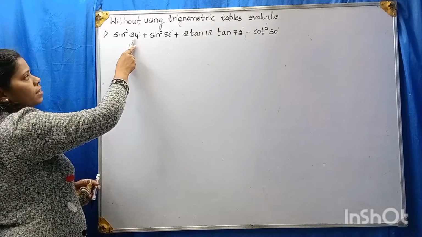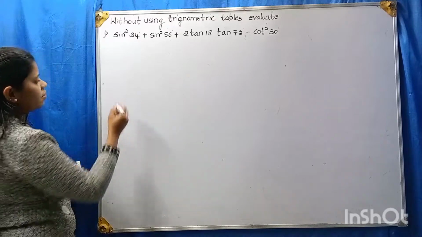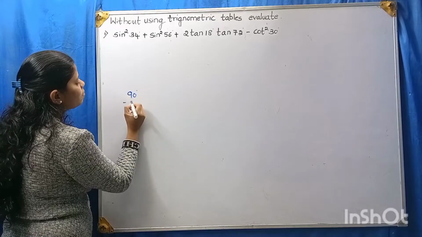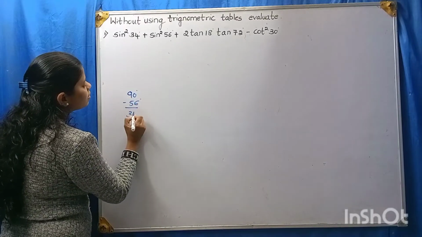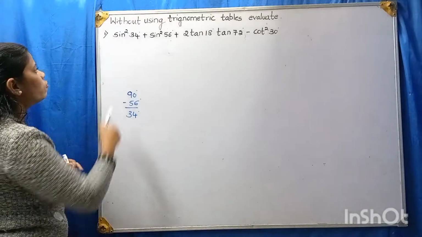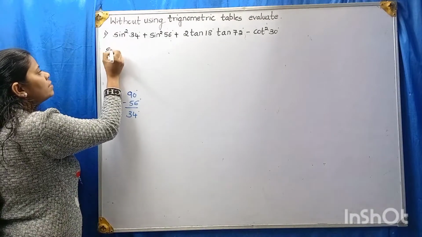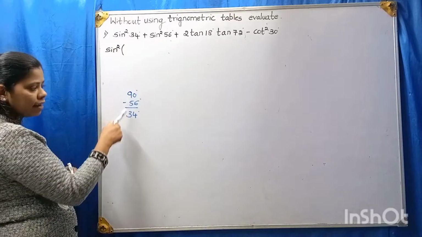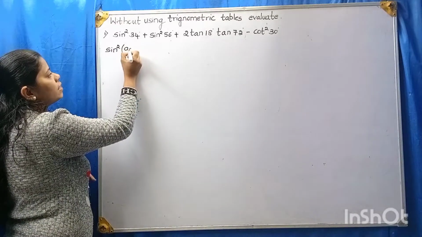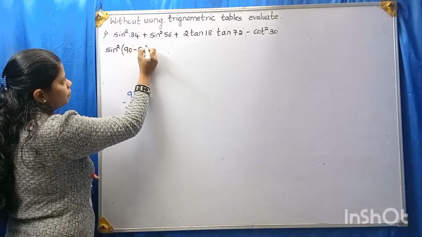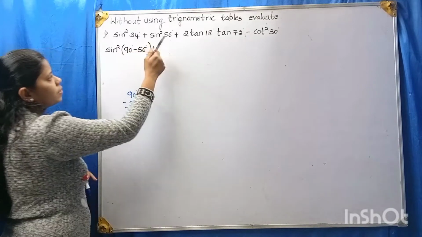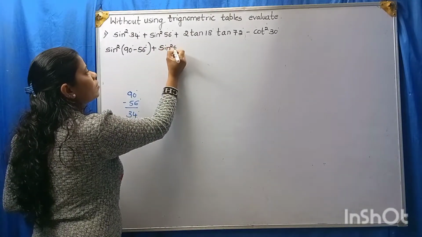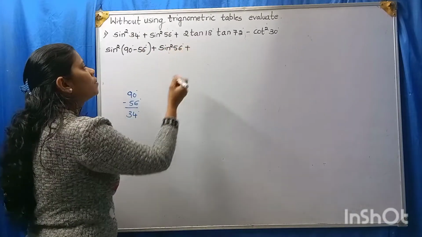Now look at this. This 34 degree I can write it as 90 degree minus 56 degree, right? 90 degree minus 56 degree is how much? 34 degree. Therefore, I will write it as sin square 90 degree minus 56 degree, okay? Plus sin square 56 degree plus 2.